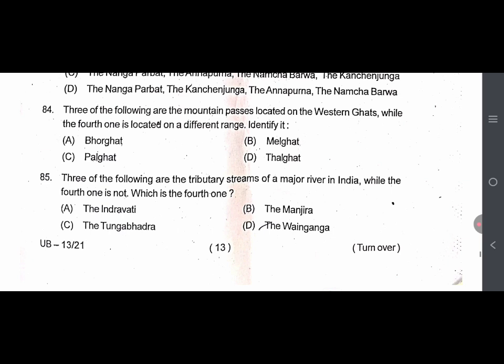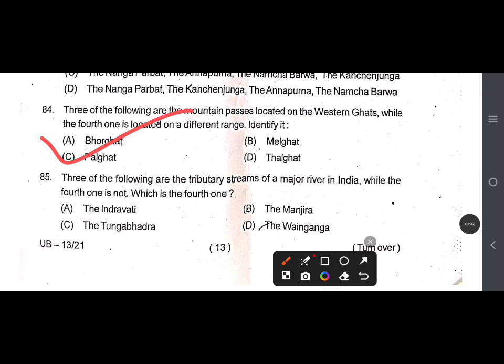84. Three of the following are mountain passes located on the Western Ghats while the fourth one is located on a different range. Identify it. Okay, answer to be option A. 85. Three of the following are tributary streams of a major river in India while the fourth one is not. Which is the fourth one? Okay, answer to be the Indravati.